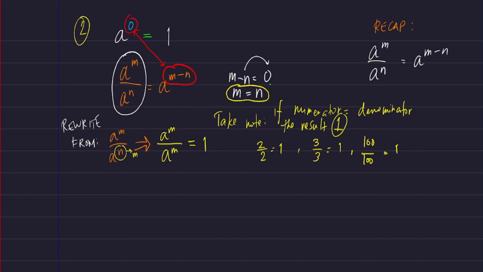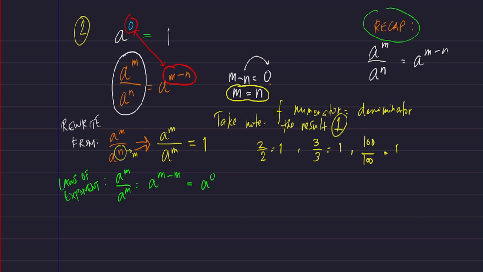Next, let's solve this A raised to M over A raised to M using laws of exponent. By using the law of exponent, A raised to M over A raised to M, gamit nitong recap na to, we have A raised to M minus M. And we know that a number subtracted by itself is 0. Therefore, M minus M is equal to 0. A raised to M minus M is equal to A raised to 0.